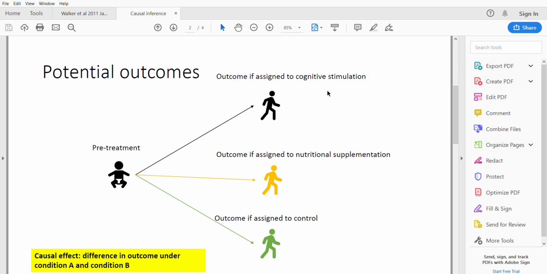And specifically, a causal effect is the difference in the outcome that we would observe under one condition versus another. So if I want to see the causal effect of assigning a child to cognitive stimulation versus nutritional supplementation, the causal effect for this particular child would be defined as the difference in those two potential outcomes. So you literally just take one score minus the next. Now, that's helpful for us because it helps us to define a causal effect, but it doesn't necessarily help us to calculate a causal effect.